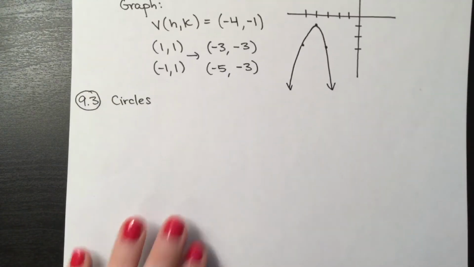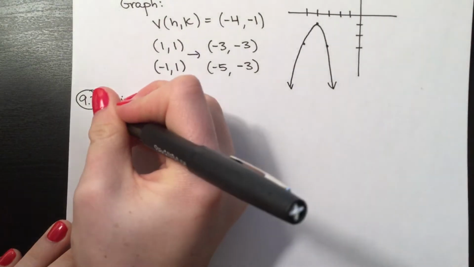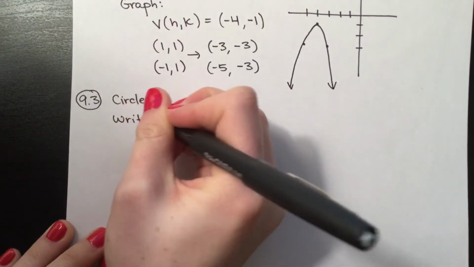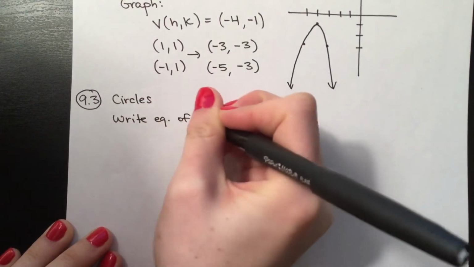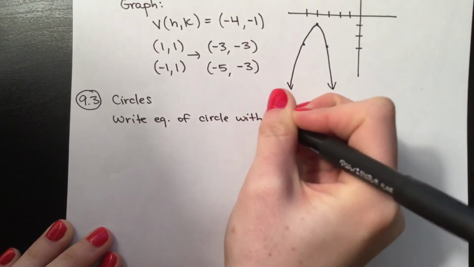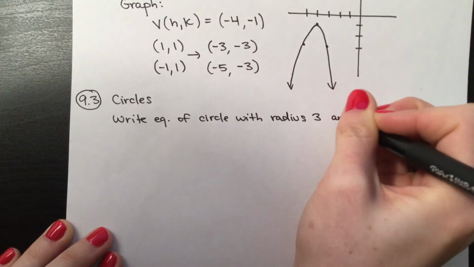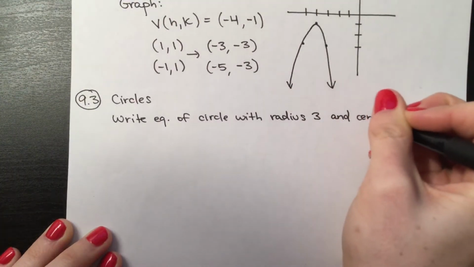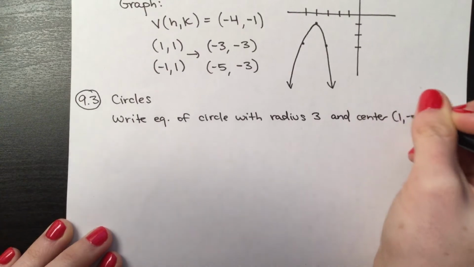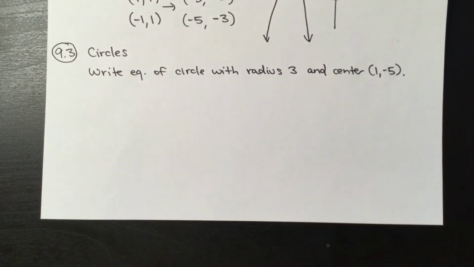Okay, so here's what you'll have to do with circles. I'm going to give you the center, and I'm going to give you the radius, and then you're going to have to come up with the equation. So it would say something like, write the equation of a circle with radius 3 and center at like 1, -5. So I'll give you a radius, and then I'll give you an ordered pair for the center, and then you guys will come up with the equation.